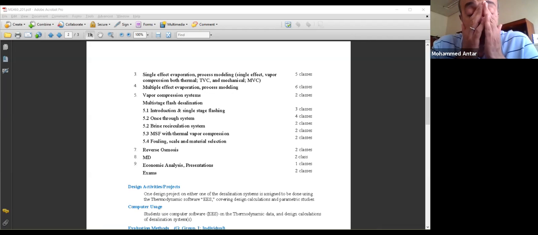The course is thermal, however, because we are talking about water desalination, we have to mention something about reverse osmosis, which is a fast developing technique worldwide for desalination of water. And we'll be talking about that. And then we'll be talking about how to assess the price of water, how we can come up with what should be the price of 1 cubic meter of water as we are moving forward.